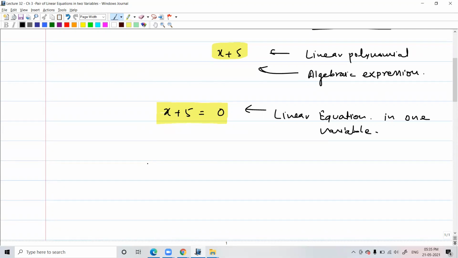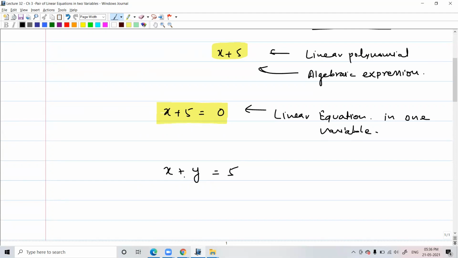Sir, x plus 10 is equal to 1. Sir, but it is having only one variable, no? Yes, it has only one variable x. So this is a linear equation, but it is in one variable only. So I'm looking for an example of a linear equation in 2 variables. So what should I do? x plus y is equal to any number, let's say 5.